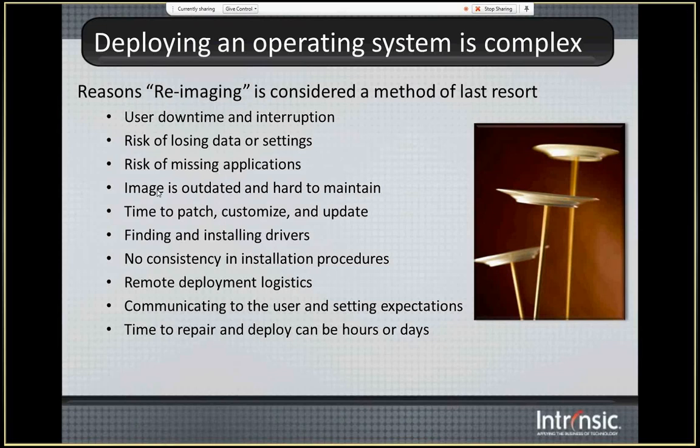Also, communicating to the end user and setting the expectations can be a problem. You could have it technically flawless and still be perceived as a failure if the user did not realize that they were gaining a new operating system. Time to repair or deploy can be hours or days. I've seen deployments take anywhere from 2 to 16 hours, depending on the amount of data to be transferred, applications to be reinstalled, especially if there's no application source and so forth.